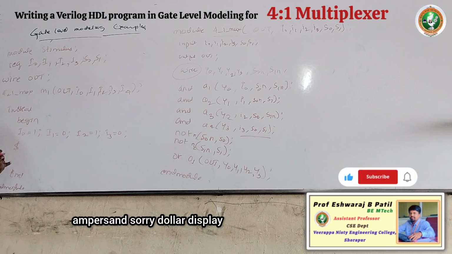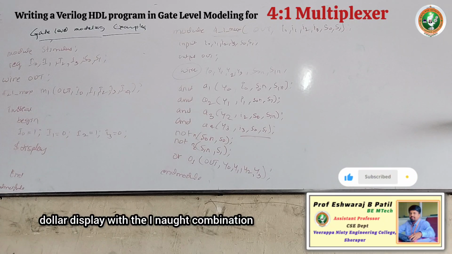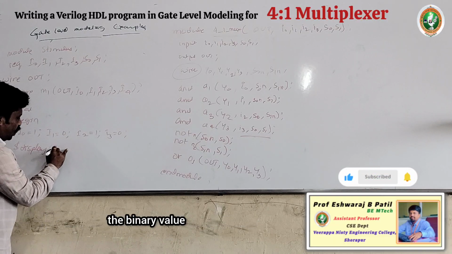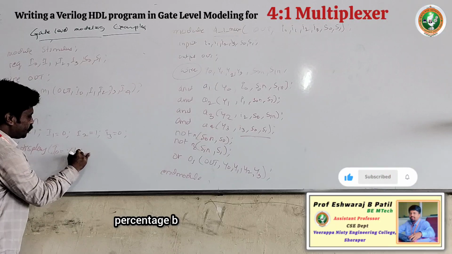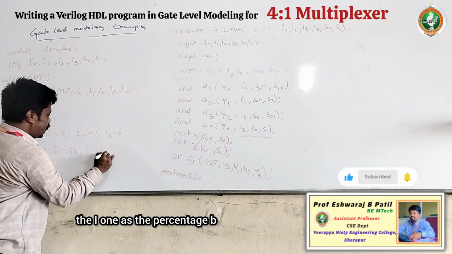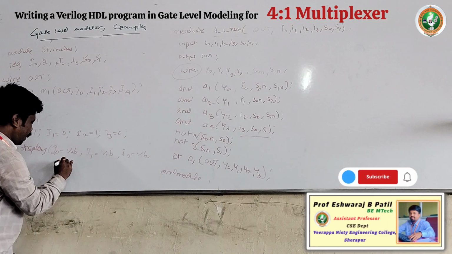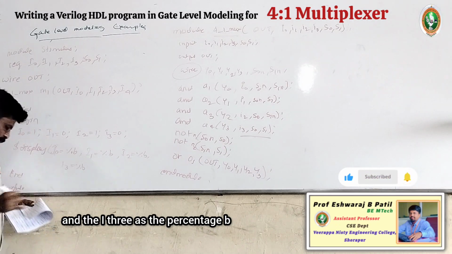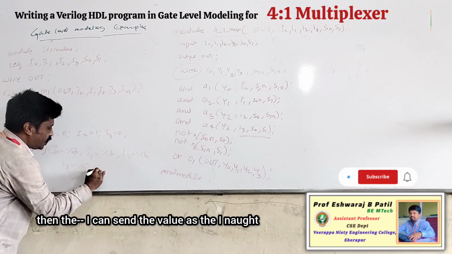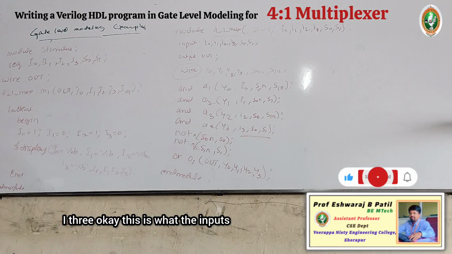Dollar display, with the I0 combination. I0 as the binary value %b. Similarly I can send I1 as %b, I2 as %b and I3 as %b. Then I can send the values I0, I1, I2, I3. Okay, this is the input combination I am sending here.